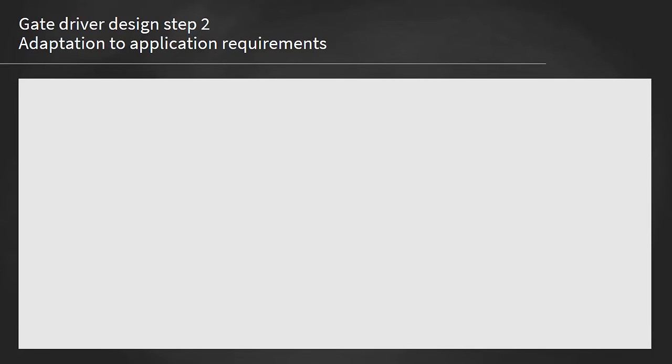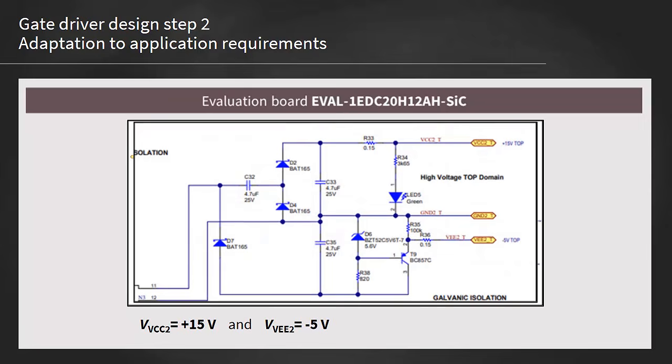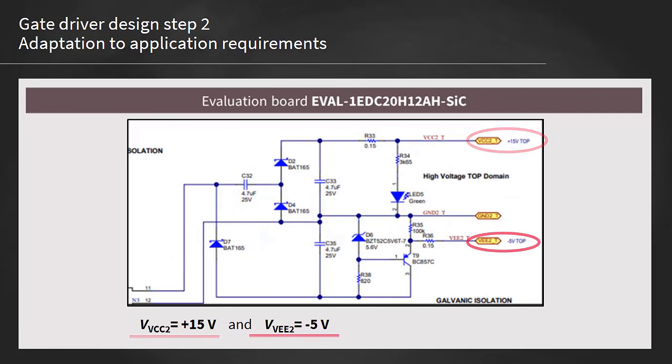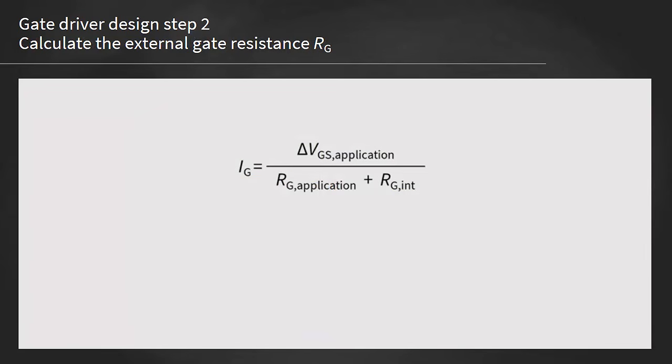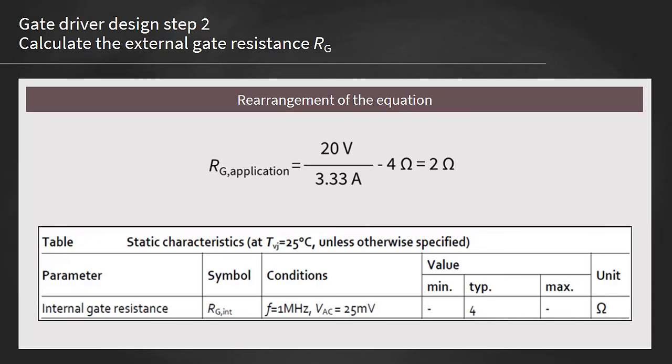Regarding the adaptation to application requirements, the target application example is the following evaluation board, and this is its isolated power supply circuit. We can see that the output voltages are identical compared to the datasheet. Starting with the same equation used for calculating the peak gate current, let's now calculate the external gate resistance. The rearrangement of the equation for the target gate resistor results in the equation shown here. The next step is to insert the values.